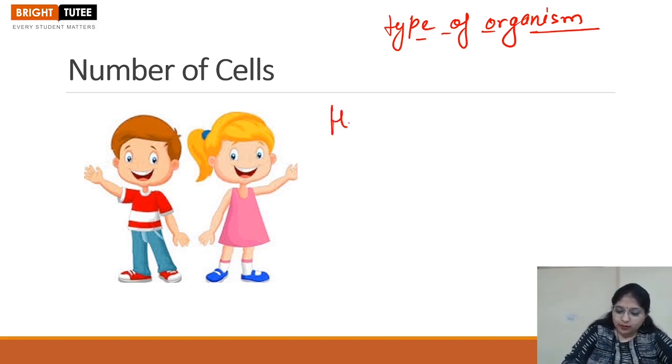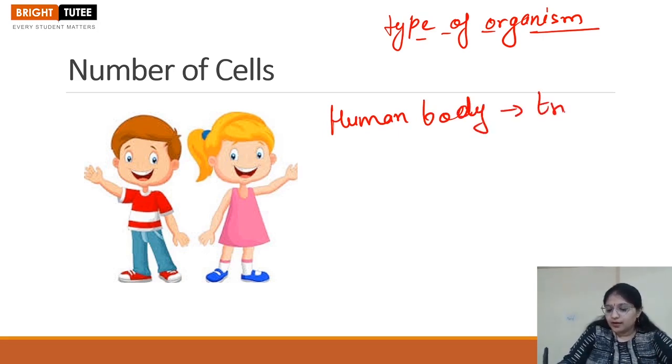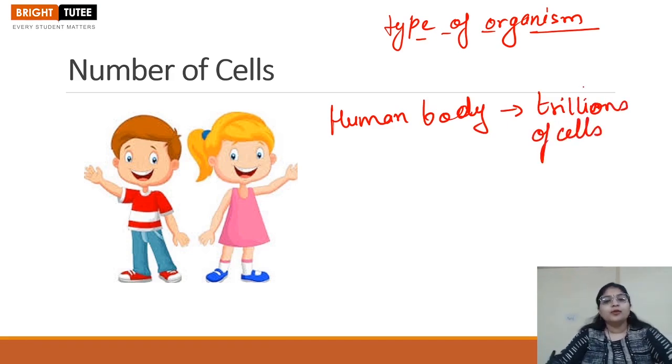If we talk about the human body itself, in the human body we have trillions of cells. It's a huge number. So the human body is quite huge when you compare it with a smaller body, say a rat. When you compare a human body with an elephant, again the number of cells increases. When you compare that elephant with a whale, again the number of cells increases.